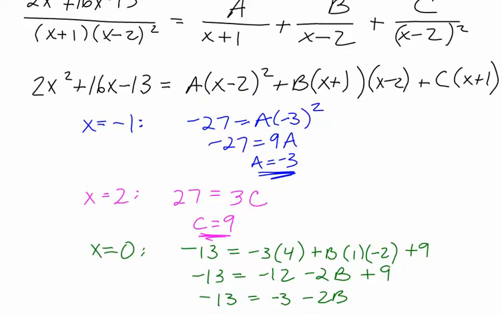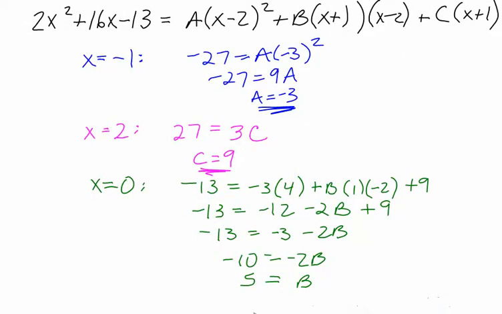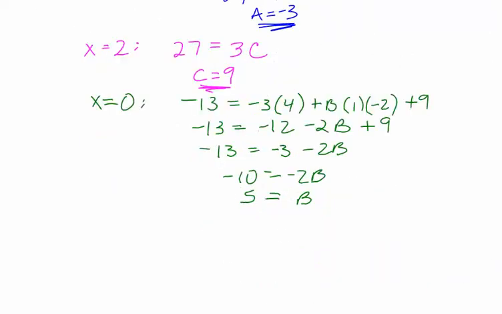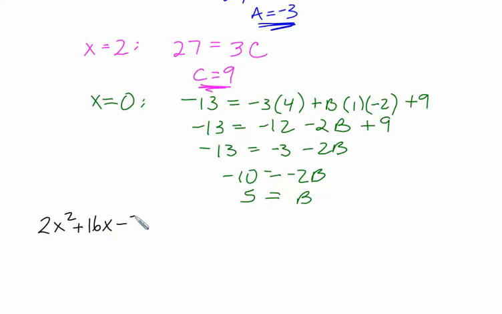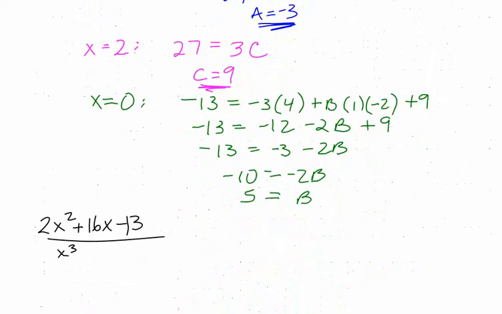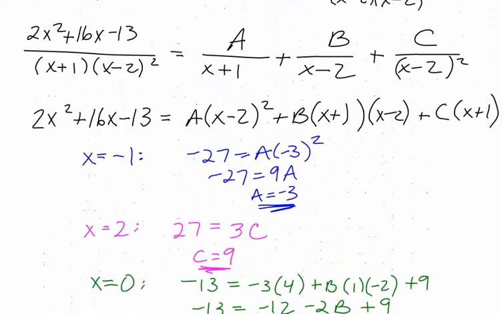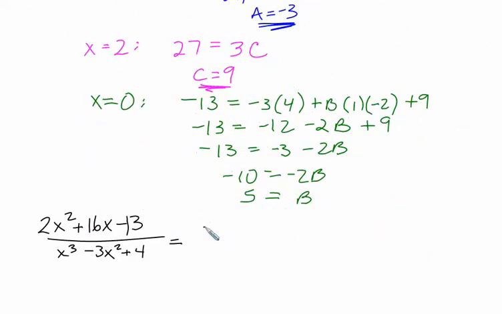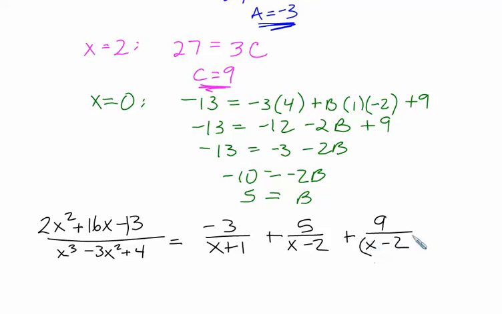Now we go back to the expression that we had, a over x plus 1. So when we write this out, our original fraction, which was 2x squared plus 16x minus 13 all over x cubed minus 3x squared plus 4, is equal to, on the right hand side, our value of a, which is negative 3 over x plus 1, plus our value of b all over x minus 2, plus our value of c, which is 9, all over x minus 2, the quantity squared.